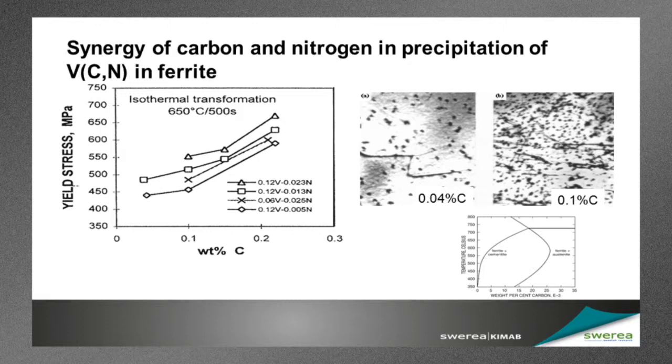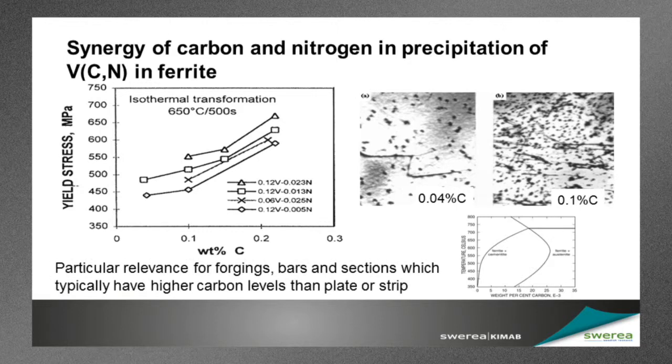So it's this non-equilibrium effect which is enhanced as we raise the carbon level of the steel. And that's a rather fundamental kind of viewpoint of it, but there is a very important practical message that this effect is of particular relevance for products like forgings, for bars and sections, because these steel products typically have higher carbon levels than plate and strip steels. So it's no wonder that these are the kind of products where we will most often find vanadium as a microalloying element. They are also products which can be finish rolled at high temperature, and that is also a benefit because we don't get preliminary precipitation of vanadium nitride in the austenite.